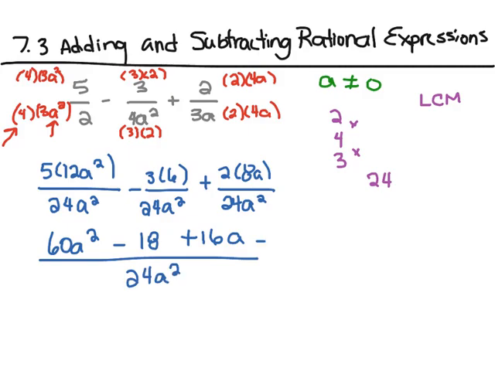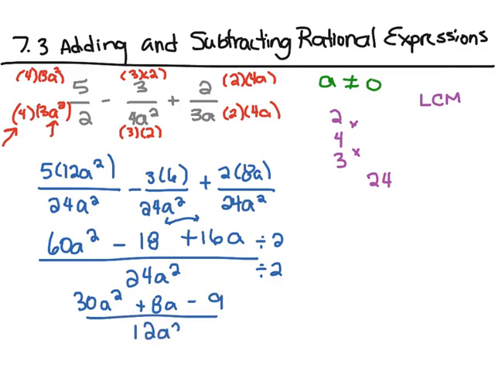And now we can take out a 2, so we should be left with 30a squared plus 8a. I switched these spots to put the a first, minus 9 all over 12a squared when a does not equal 0.